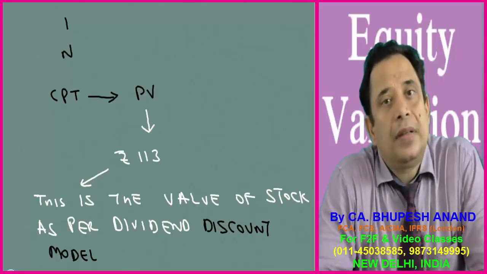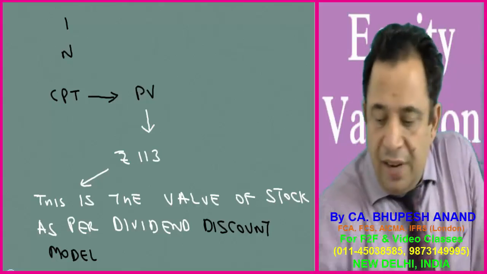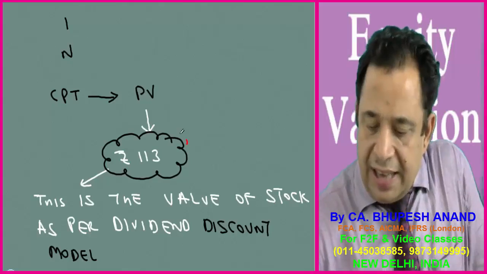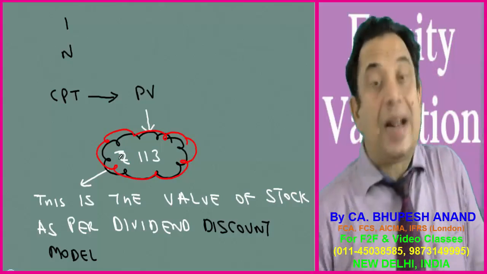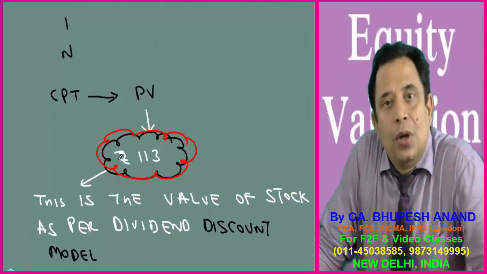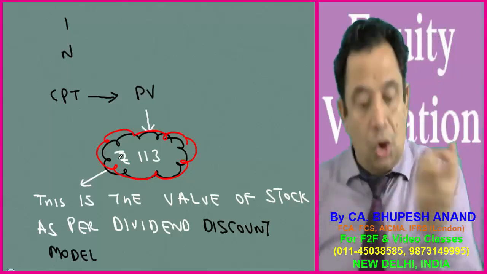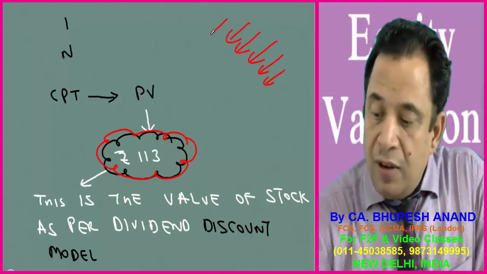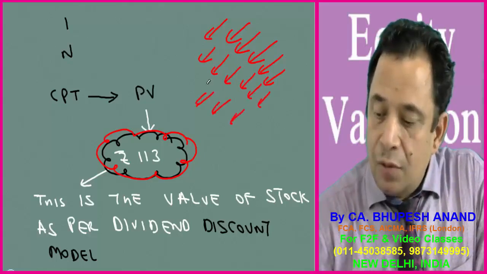Compute present value. So I am computing present value, and that is coming to 113 rupees. So this is the value of the stock as per the dividend discount model. This is just the beginning. I have just told you how to calculate the value of the equity on the basis of the dividend discount model, and we will be calculating the present value of all these future cash inflows.